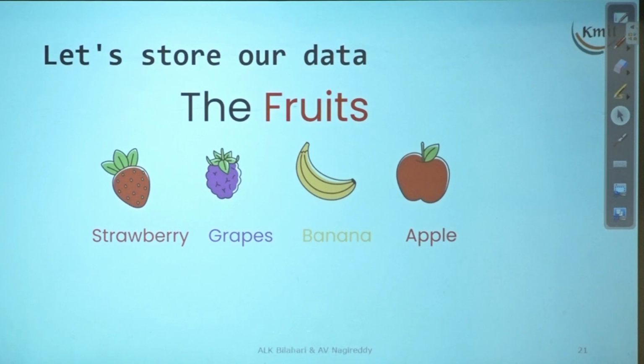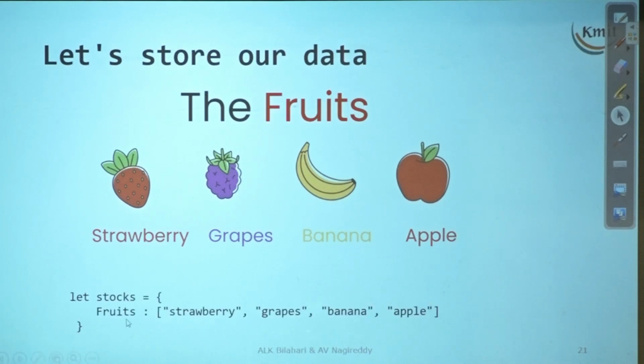So our fruits: strawberry, grapes, banana, and apple. How do I store these? What data structure do I need to use to store this in the back end? Can I use an array? Array: grapes, strawberry, banana, apple. Yes, I can use that. Fruits: strawberry, grapes, banana, and apple. Where am I trying to put this? In my stocks. Stock is an object.